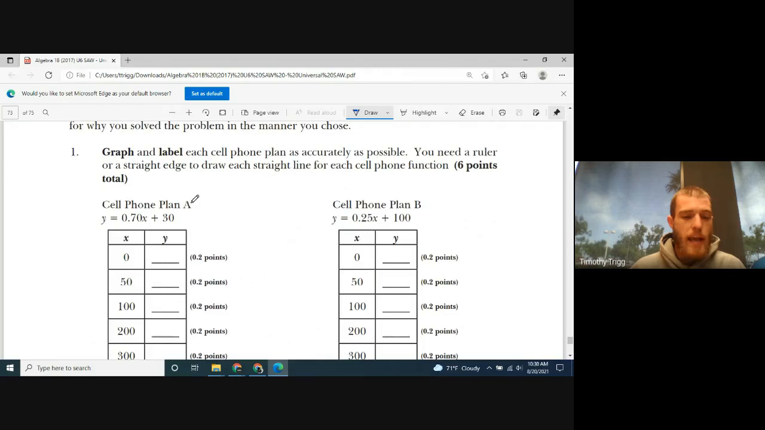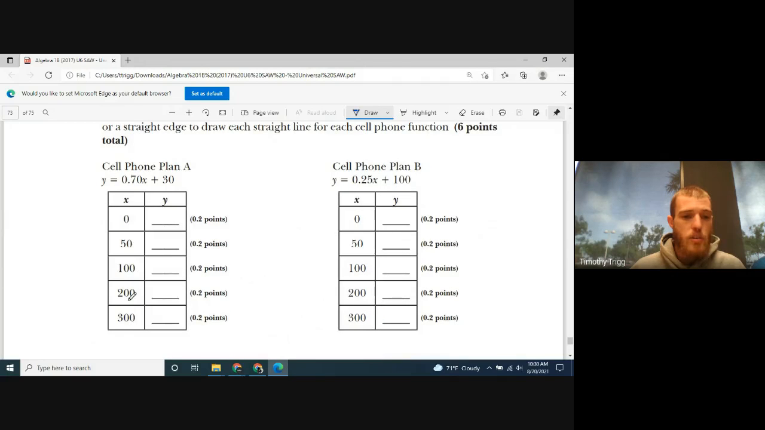So let's look at cell phone plan A. They give you the X values and you need to find the Y values. So what we're going to do is plug each of these X values into this equation. For example, plugging in the 0 would look like this. Y equals 0.70 X. Now I'm replacing X with 0, so that's going to be 0.70 times 0 plus 30. Well, that's just 0, right? Anything times 0 is 0, plus 30, and that gives you 30.